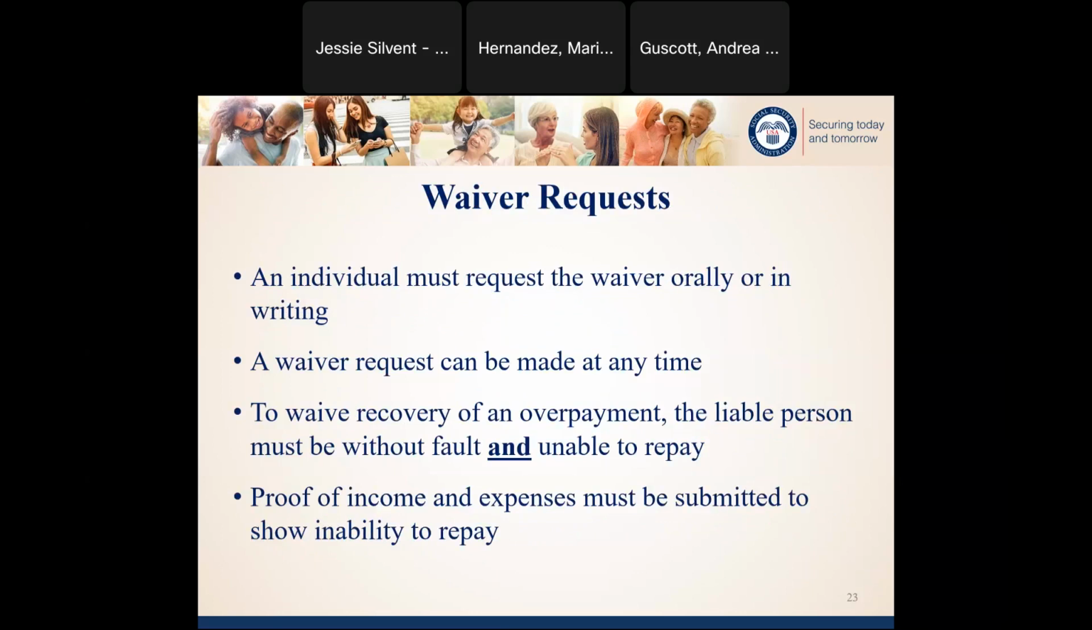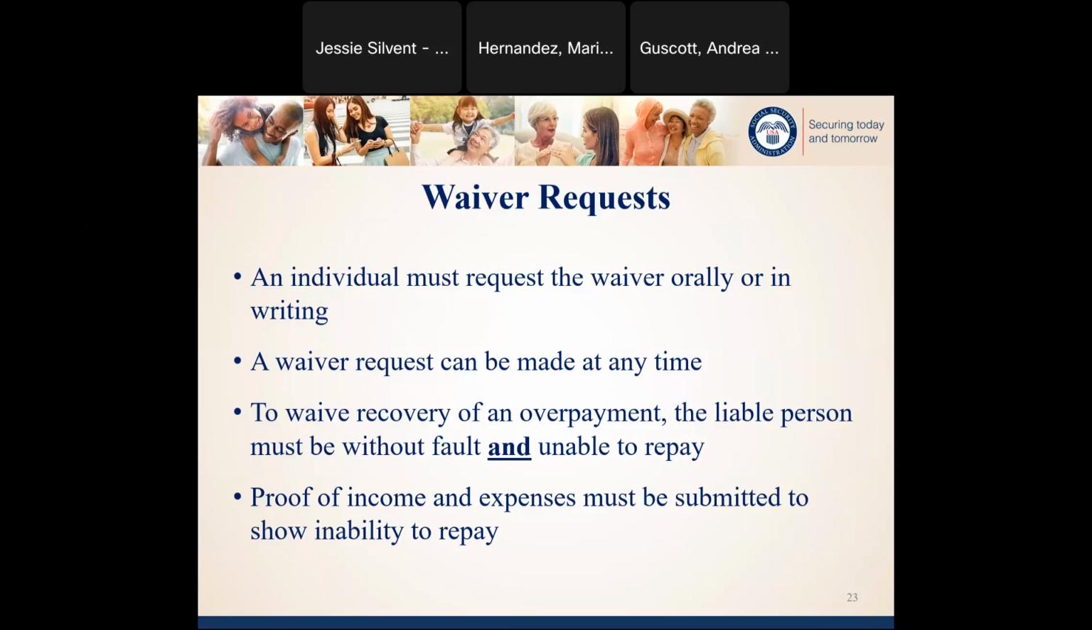So a waiver request can be made orally or in writing by submitting the SSA-632 form. It can be sent via fax or mail. Now, when a request is made over the phone, the person has 60 days to submit the formal waiver to their local office, and any collection attempts of the overpayment will cease or be paused during that period until a decision's been made on the waiver. Now, it's also important to note that a waiver request can be made at any time. It does not need to be filed within 60 days of the notice of the overpayment like a reconsideration does.